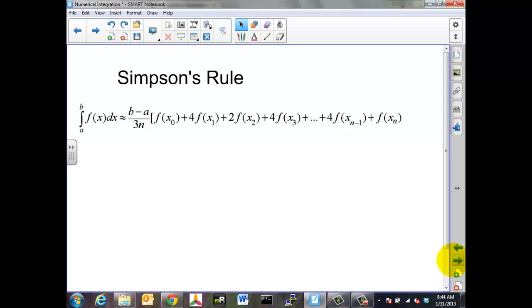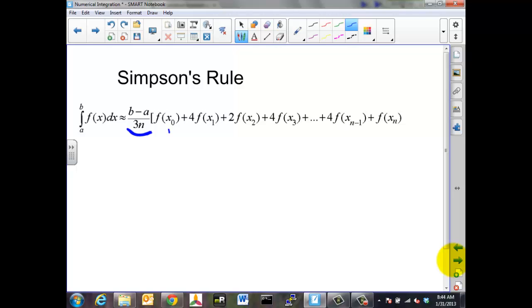So, Simpson's rule is one that we're not going to come up with. We're just going to say, poof, here it is, okay? Poof, there it is. Let's talk about where everything came from, and then we'll work through an example here. What do you see that's different about Simpson and trapezoidal? 3n in the bottom as opposed to 2n.